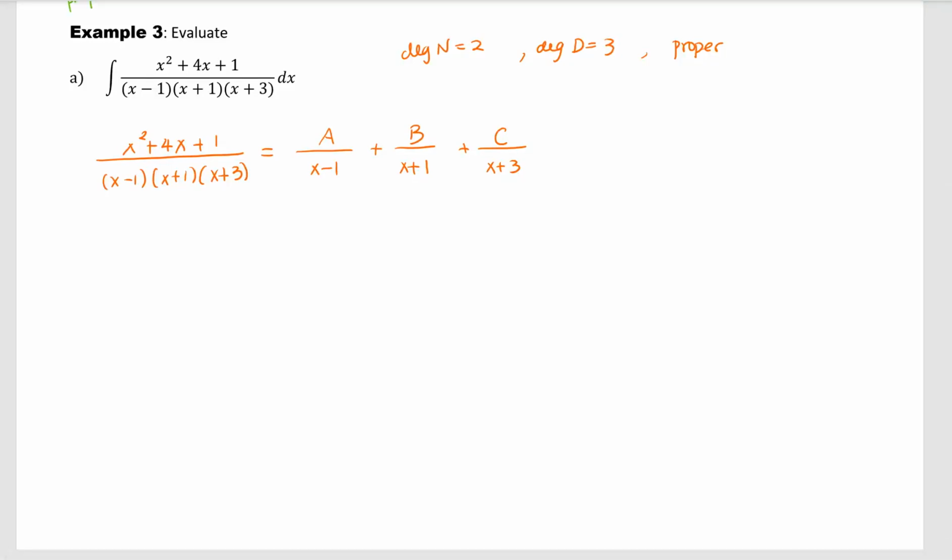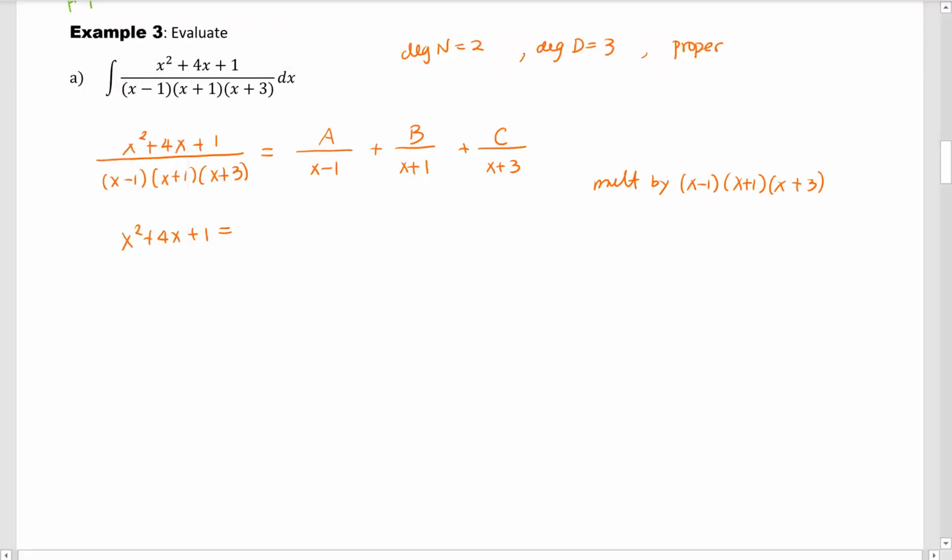Okay, next, we want to solve for A, B, C. How do we do it? We multiply by the common denominator. And this is the common denominator, right? So next step, we want to multiply by x minus 1, x plus 1, x plus 3. Then the left-hand side is just the numerator because the denominator cancels out. Okay, how about the right-hand side? See? This one multiplied by this, and this one.